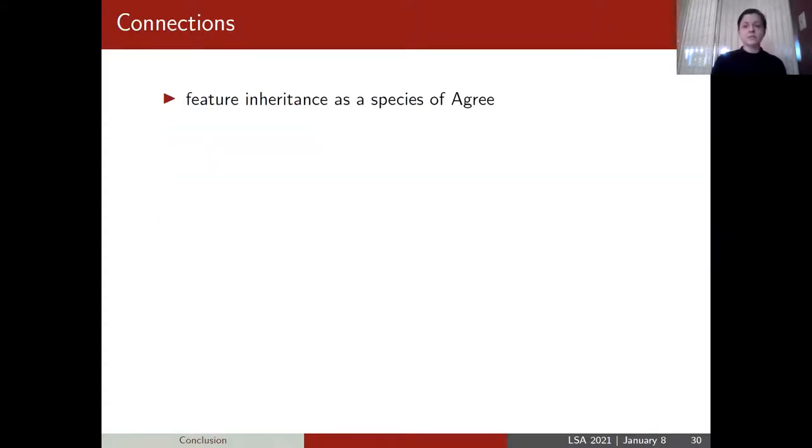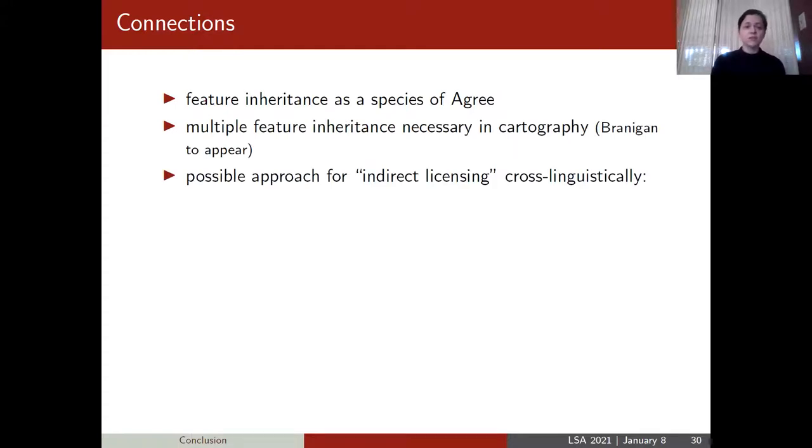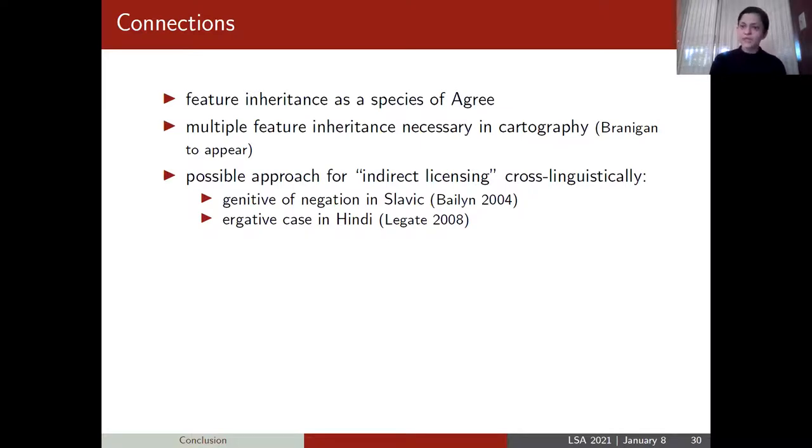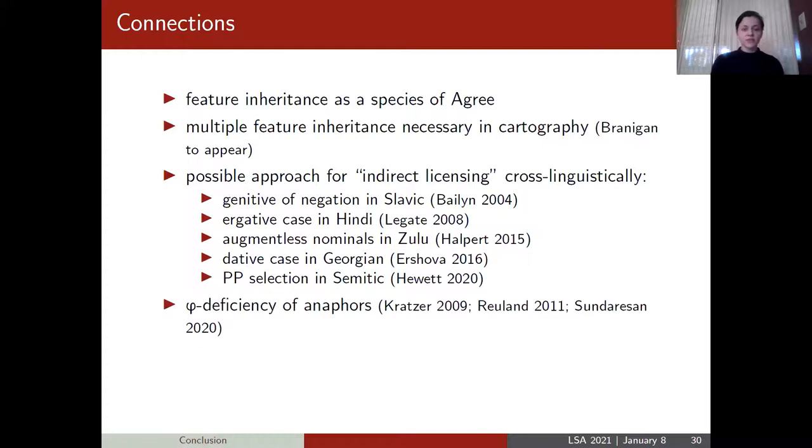I think I am out of time, so I'm not going to go into detail about the different connections. I will mention that there have been previous suggestions that multiple feature inheritance might be necessary, in particular in cartography, and that there's a growing set of data where you really do need an indirect licensing approach. So you have a head that is agreeing with or licensing something in the structure, but it can only do that if there's another higher head that licenses that relationship. I suggest that this type of feature inheritance approach is a way of thinking about these types of structures.